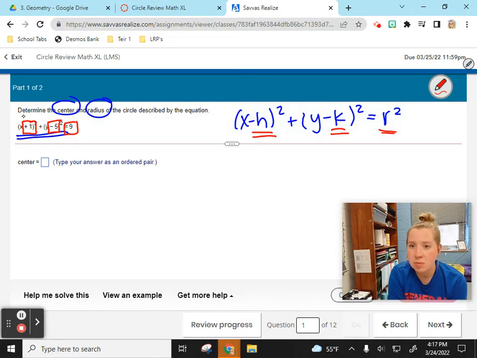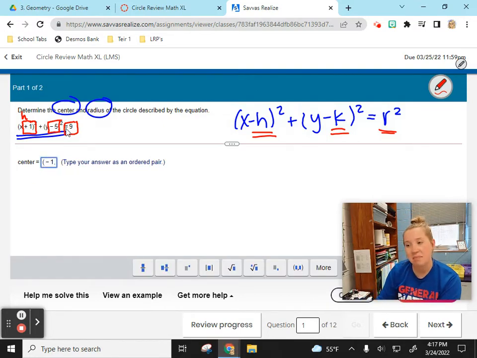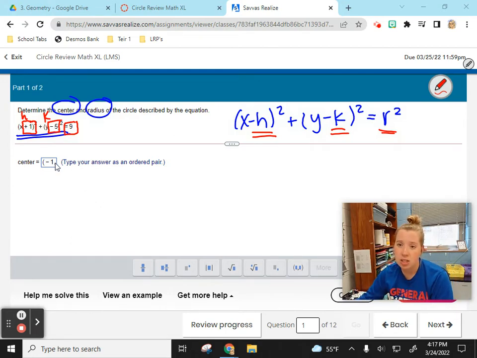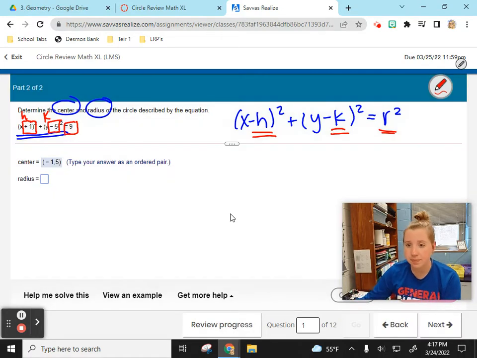So the 1 is in the spot of the h. So the center coordinate of my circle starts with a -1. And that's a little bit weird, but we got to remember to change the signs there. We've got a -1. The k value of my center is the second number here, and it's a -5. So I'm going to change that to a +5, and that's my center, those two numbers right there.